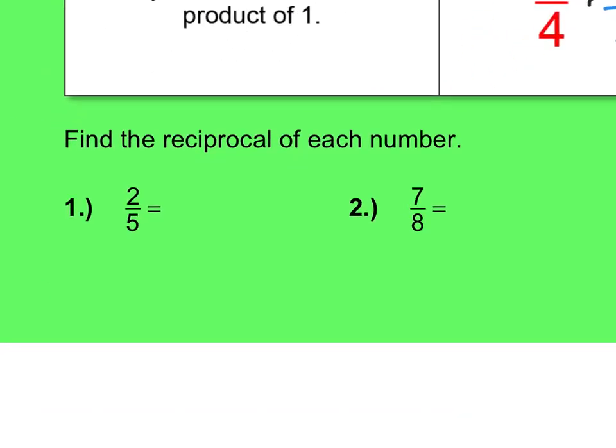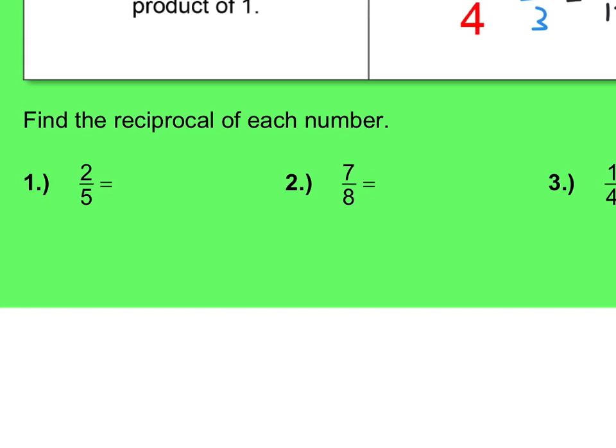Okay, so let's write the reciprocals. Find the reciprocal of each number. The reciprocal of 2/5 is 5/2. Notice that we're just flipping it upside down. The reciprocal of 7/8 is 8 over 7.